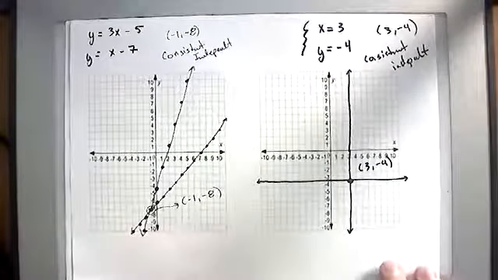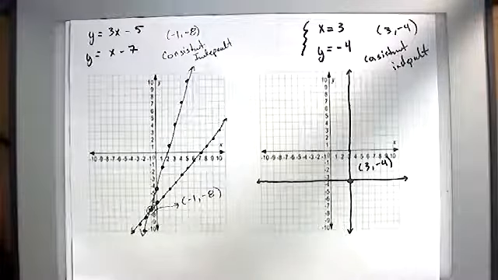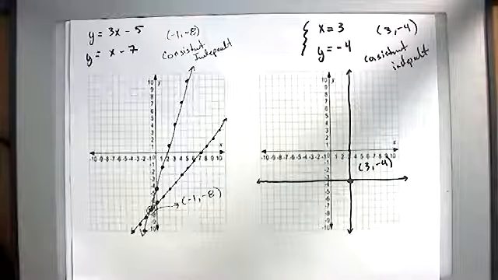So take a minute, make sure you understand the basic idea here. We're graphing one line, we're graphing another line, and we're finding where they cross, okay? We'll go ahead and do a couple uglier ones here in a minute, but that's really what we're doing in this homework.